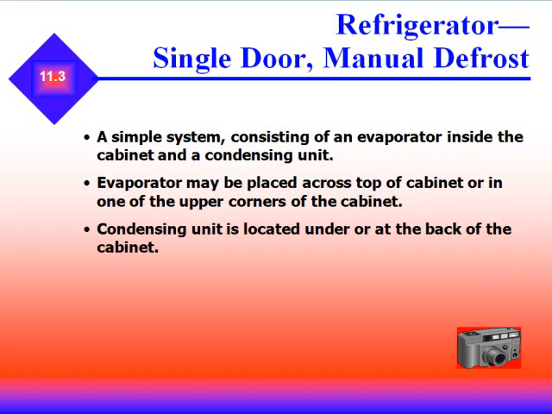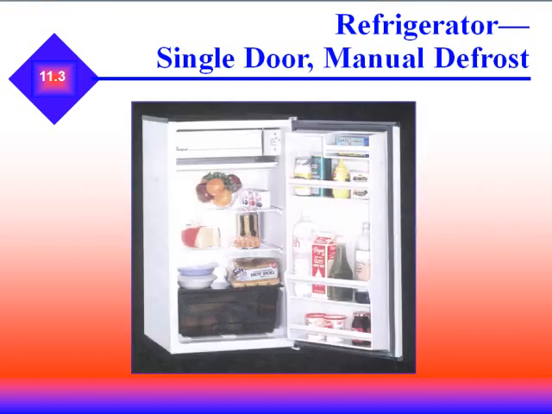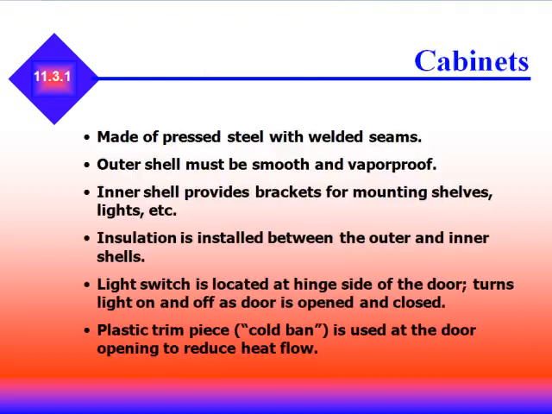Starting off with a simple refrigerator, single door manual defrost. A simple system consists of an evaporator inside the cabinet and a condensing unit. The evaporator can be placed across the top of the cabinet or in front of the upper corners. The condensing unit is located under the back of the cabinet. This is an example of a single door manual defrost.